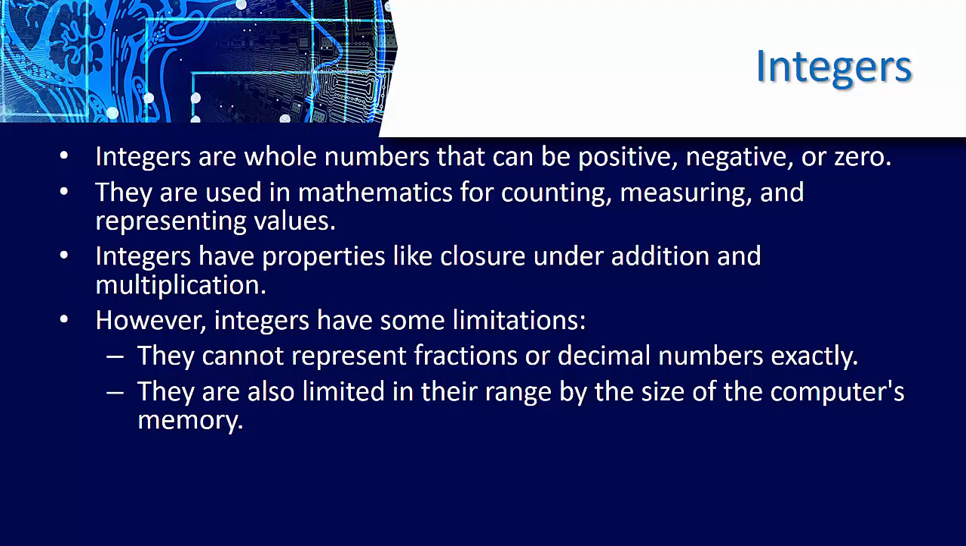Let's start with integers. Integers are whole numbers that can be positive, negative, or zero. They are used in mathematics for counting, measuring, and representing values. Integers have properties like closure under addition and multiplication. However, integers have some limitations. They cannot represent fractions or decimal numbers exactly. They are also limited in their range by the size of the computer's memory.